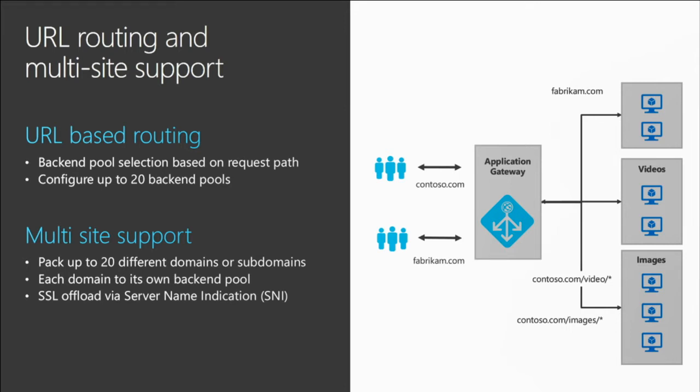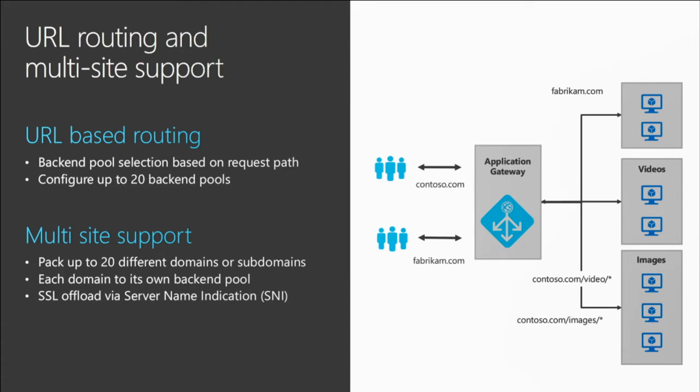Importantly, you can completely independently scale these backend pools. So if your videos require a lot more traffic, you can have bigger, beefier machines over there, or you could have VMSS, the virtual machine scale set, in images, which will scale up and down automatically. So you can have up to 20 of these backend pools for URL-based routing.